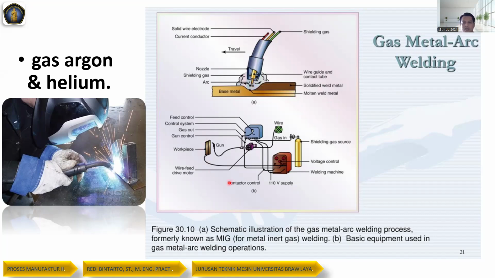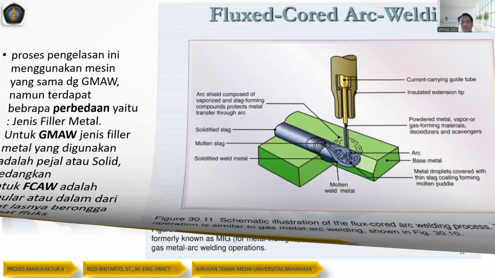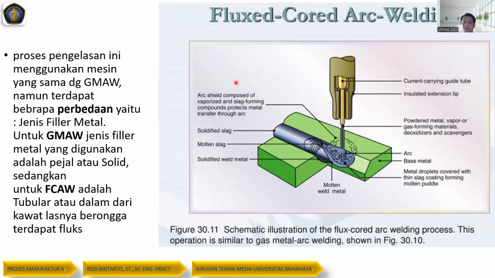So this is the instrument here. There is a power supply, controlling the gas, and the gas out and the wire. This is the gas, and this is on the specimen here. This is the basic equipment. Okay, almost the same. The difference is about the gas.